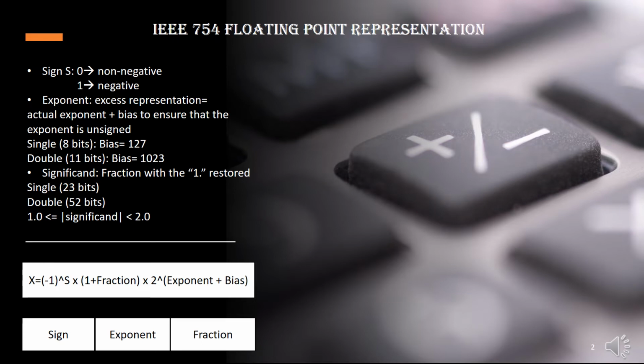We will first discuss the IEEE floating point representation. We first start with the sign, which is 0 for non-negative numbers and 1 for negative numbers. Second, the exponent, represented in 8 or 11 bits, is the actual exponent plus the bias to ensure that the exponent is unsigned. For single precision, the bias is equal to 127, and for double, the bias is 1023. And finally, the significand, which is the fraction with the 1 restored, should be between 1 and 2. It is represented in 23 bits for single precision and 52 for double precision.